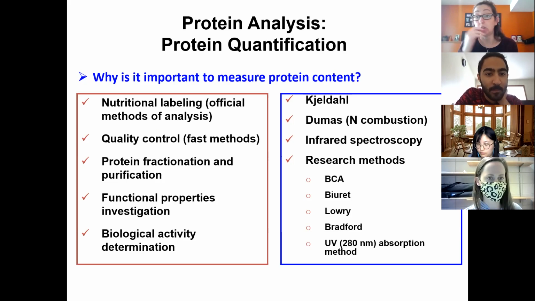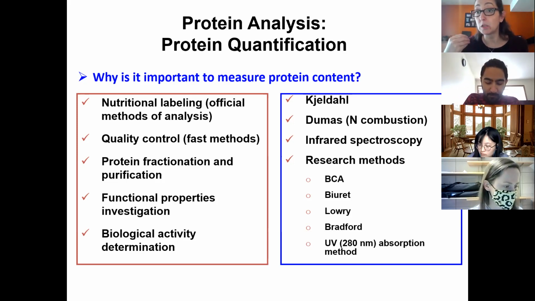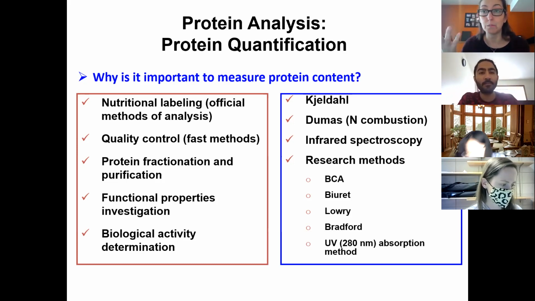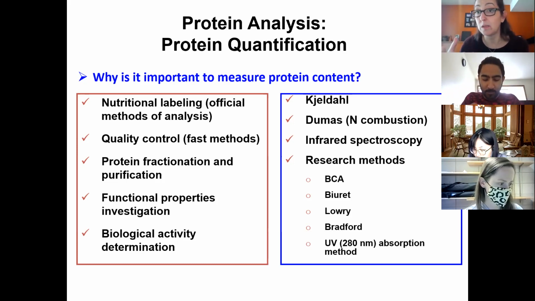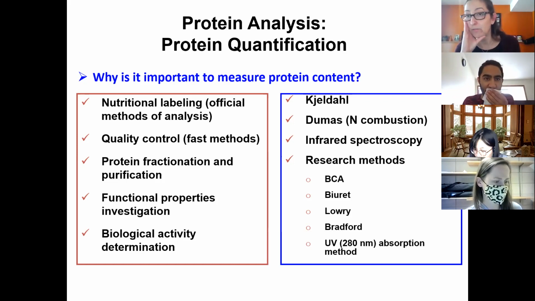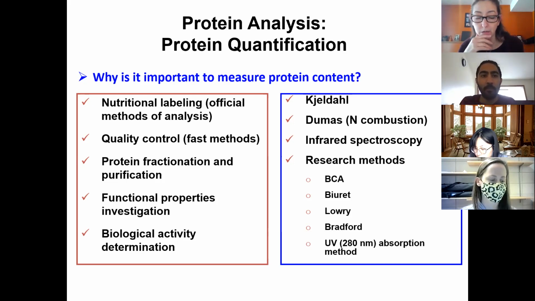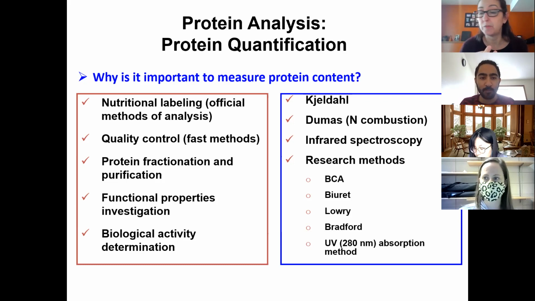Protein fractionation and purification. This is very important because especially when you're producing ingredients, you want to know what's your yield, how much of the protein you were able to extract. If you're starting with an X material, you want to get out as much protein as you can because protein is expensive and it's money. You don't want to leave anything behind. You will, because you don't have 100% rate of extraction, but it's very important to determine the yield and also to determine the purity of your final product. We talked about functional properties based on amount of protein and also biological activity. Okay.